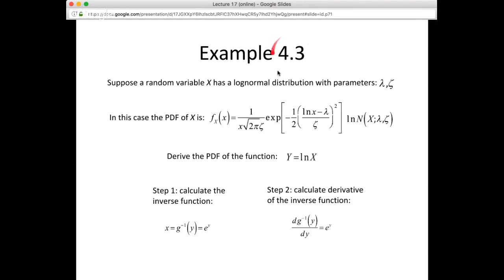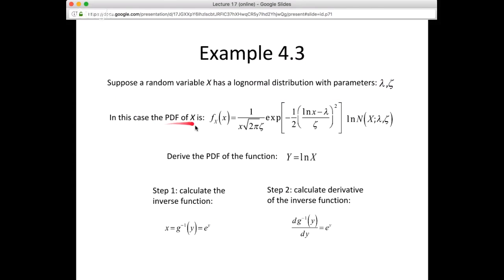Now let's move on with another example, a little bit along the same lines, example 4.3, and this involves the log normal distribution. And so we're going to derive a result that we already knew. But it's, again, nice to see that our formula works. So the problem setup is as follows. Suppose a random variable x has a log normal distribution with parameters lambda and zeta.